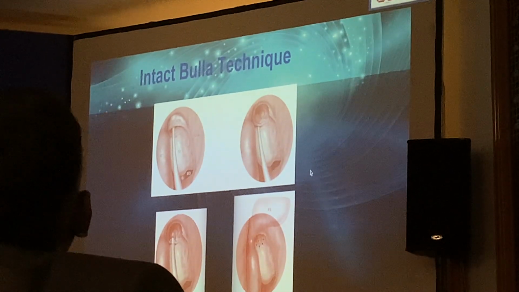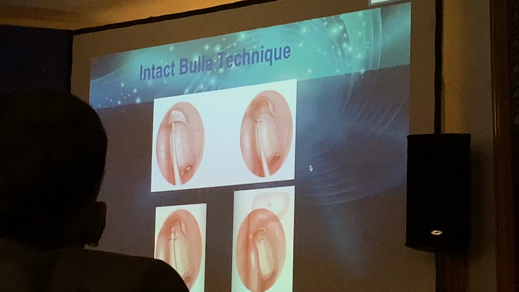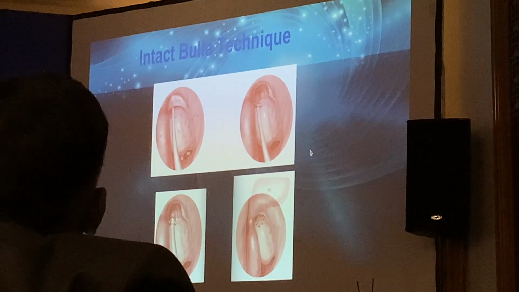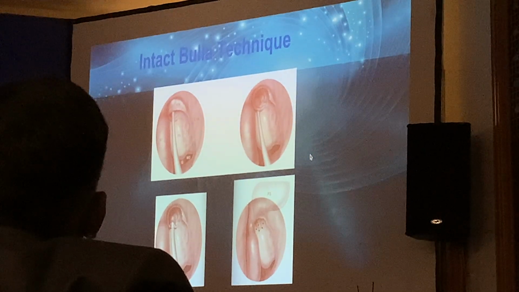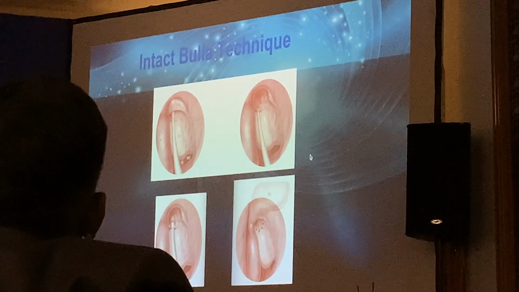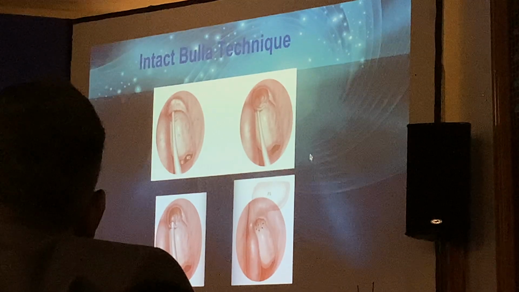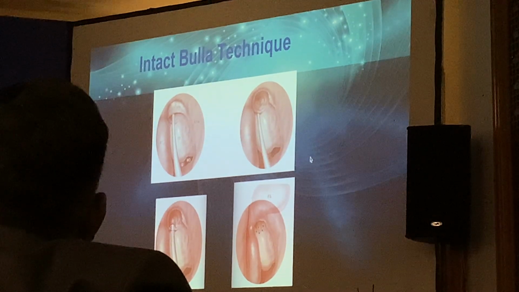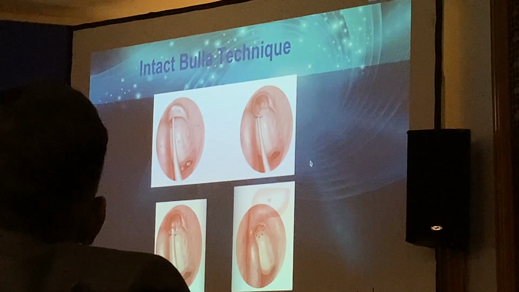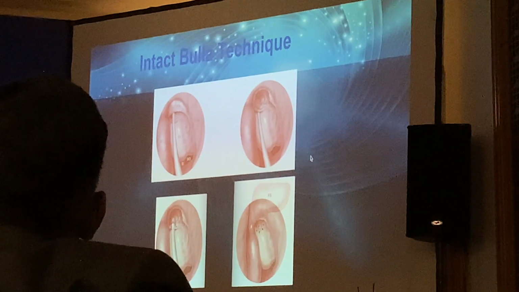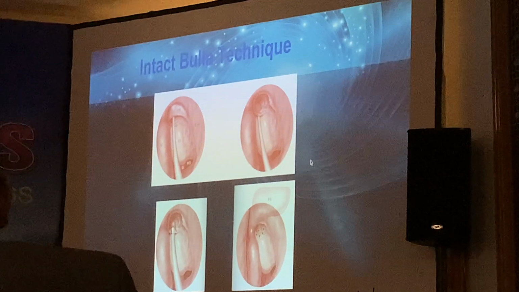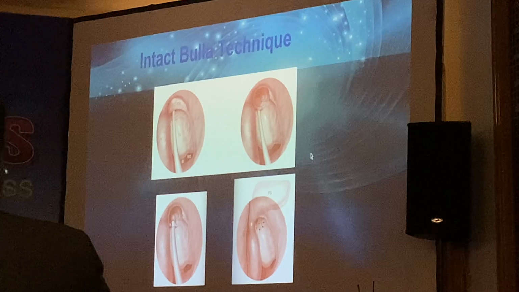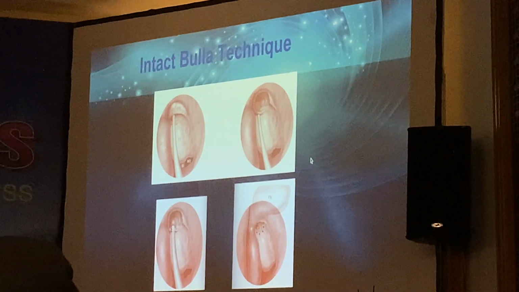I recently prefer to do the intact bulla technique. After I do the antrostomy, I use the 30 degree scope to check the antrostomy and remove the polyp in the maxillary sinus, and then I turn to the frontal sinus surgery with the intact bulla technique. If you do the intact bulla technique, you can protect the skull base and anterior ethmoid artery better.